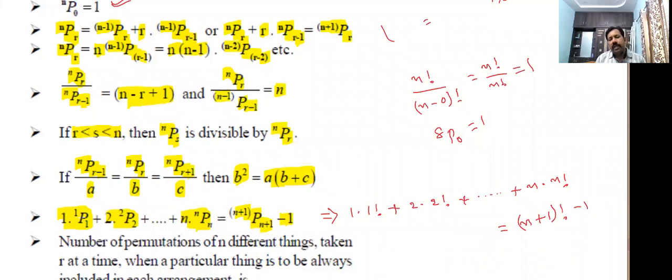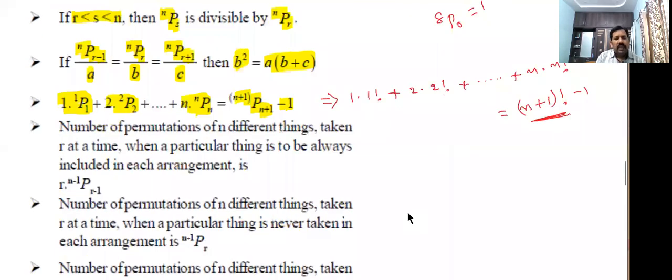n plus 1 Pn plus 1 means n plus 1 factorial, or not? Okay, same formula. I have written another form. 1 into 1 factorial plus 2 into 2 factorial plus and so on, n into n factorial, that is equal to n plus 1 factorial minus 1.